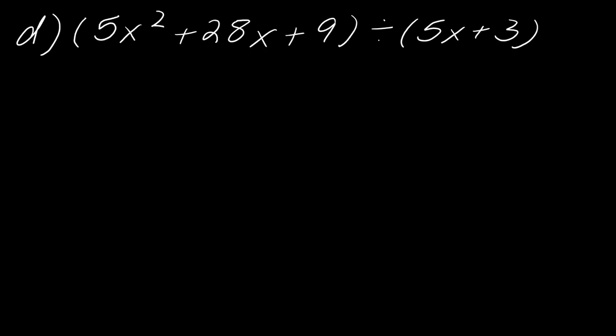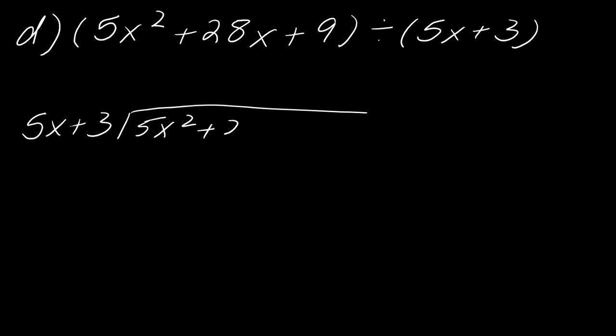Okay, and for our last example, this is a shorter one. So, just to make sure that you're good on this, maybe try this last one and then hit play when you're ready. So I am going to have 5x plus 3 divided into 5x squared plus 28x plus 9. So what do I have to multiply 5x by to get 5x squared? That'll be x. X times 5x is 5x squared. And x times 3 is 3x.